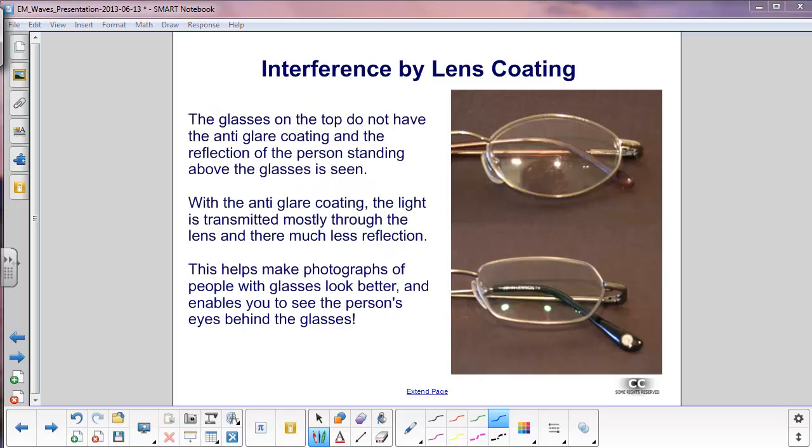Here's what happened when we put a lens coating on a pair of glasses. The top part here doesn't have the anti-glare coating, and you can see the reflection of the person looking down on the glasses. This one has the anti-glare coating, so most of the light is transmitted through the lens and there's much less reflection, so you do not see the person there. Basically, this will help make photographs of people with glasses look better, and it enables you to see the person's eyes behind the glasses without that reflection.